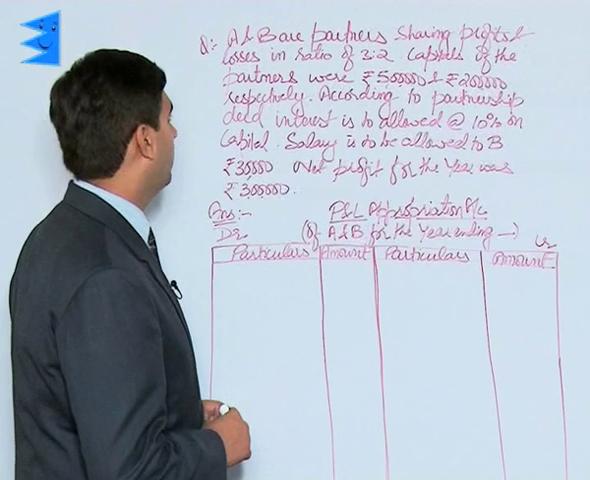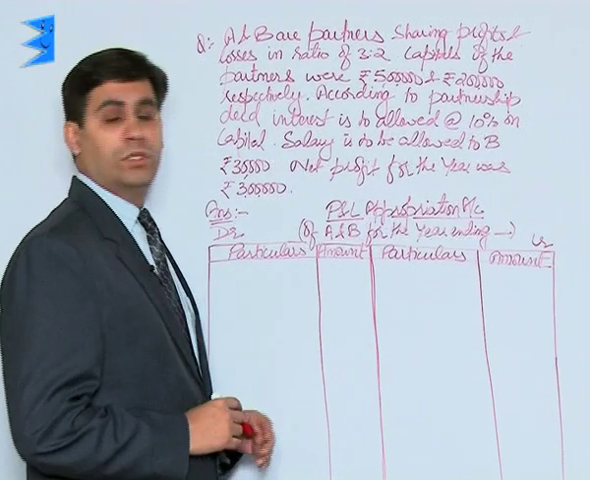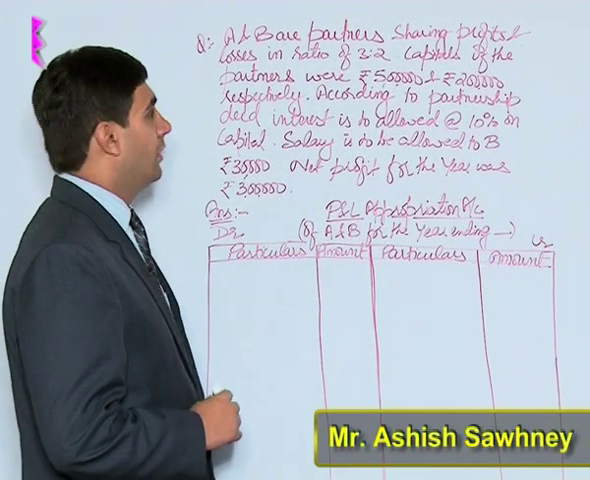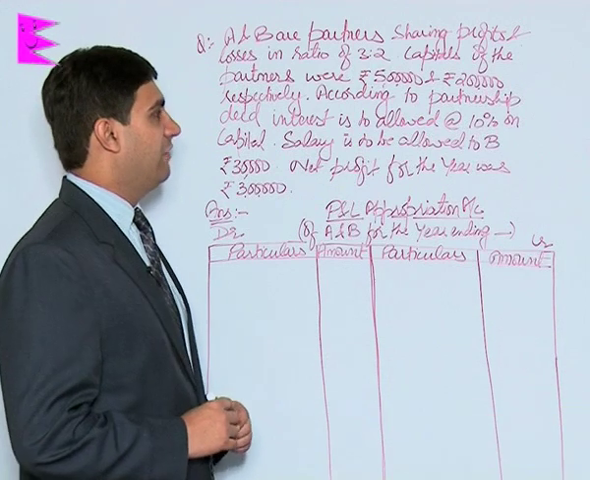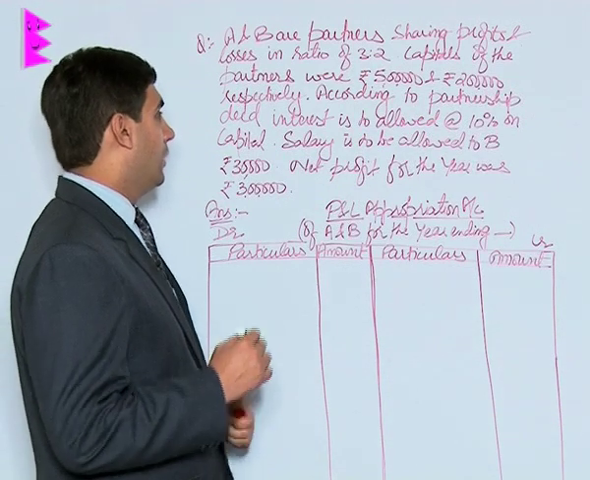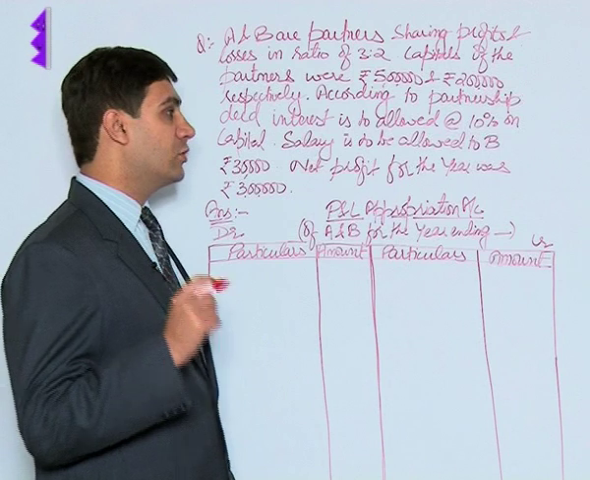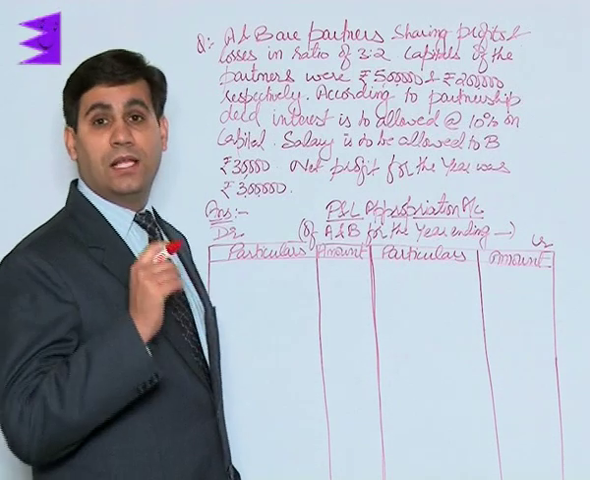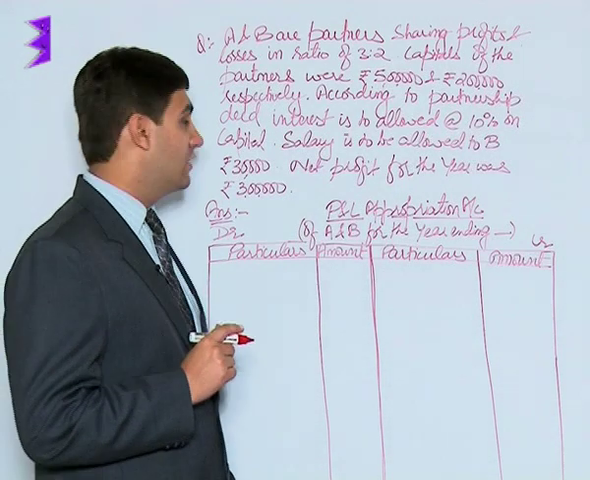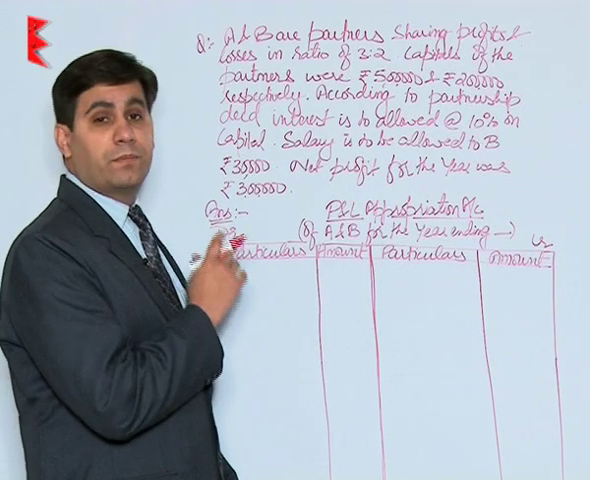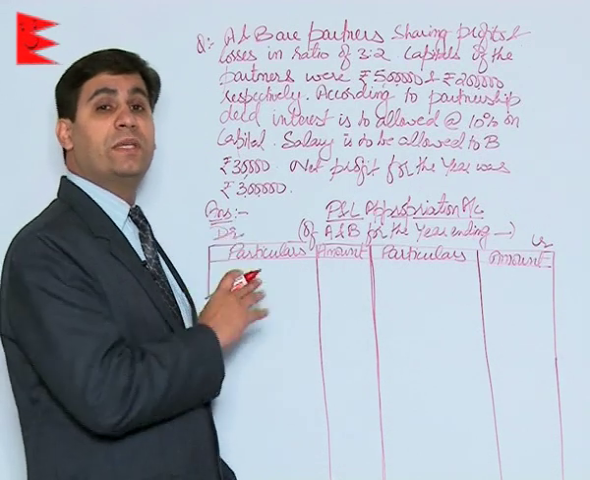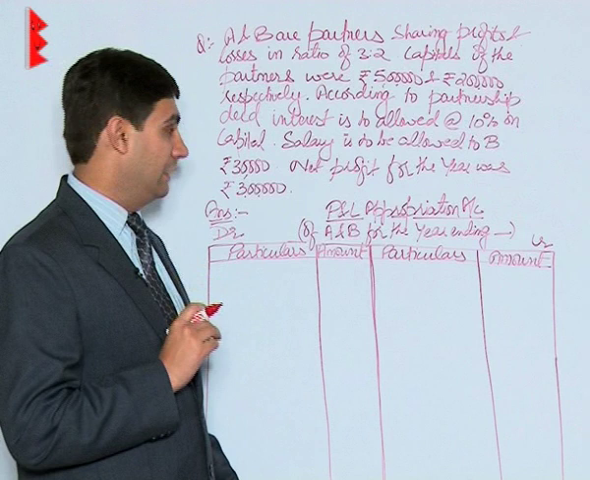A and B are partners sharing profits and losses in the ratio of 3:2. This is their profit sharing ratio. The capitals of the partners were 5 lakh and 2 lakh respectively. According to the partnership deed, interest is to be allowed at 10% on capital and salary is to be allowed to B at rupees 30,000.